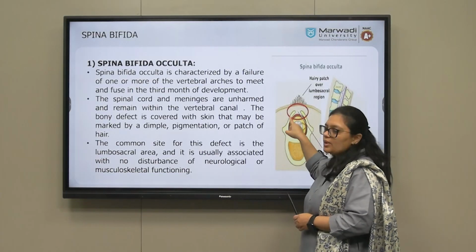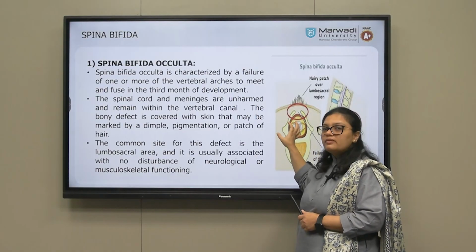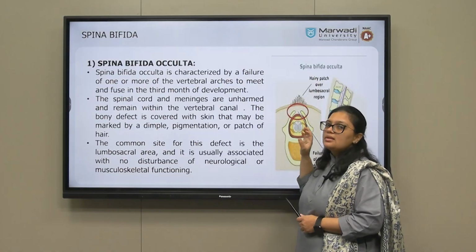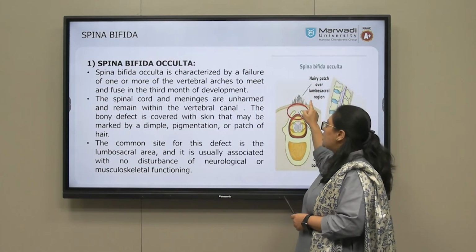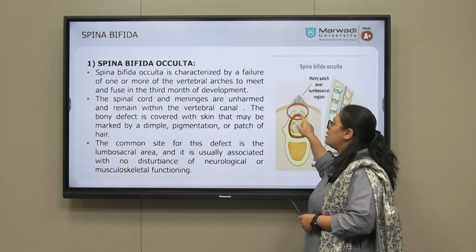Here we know that when only the structure is an issue, the patient will not have much of a problem until and unless it is getting swollen or there is some other issue or infection. Fine. Only the tuft of hair will be seen on the part of the skin where we have spina bifida.